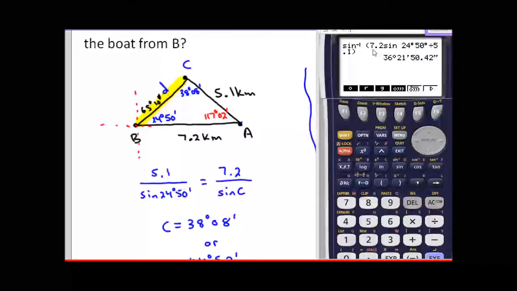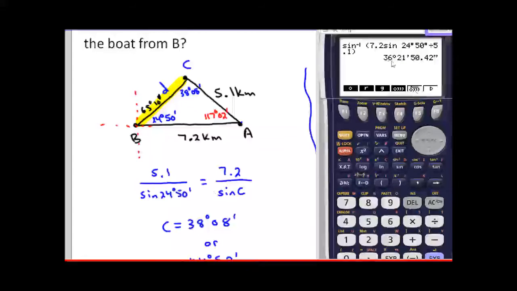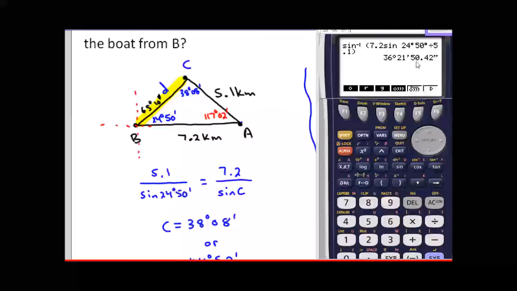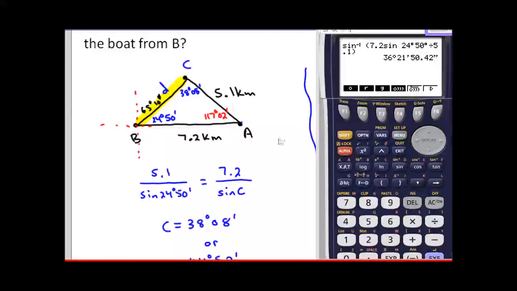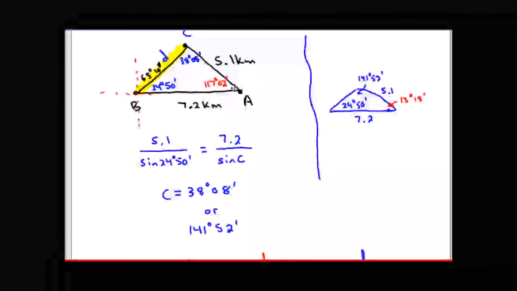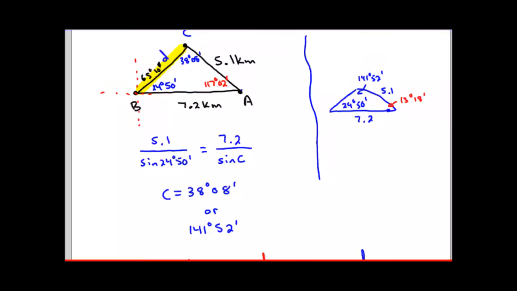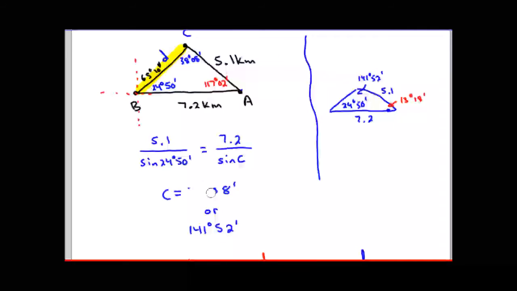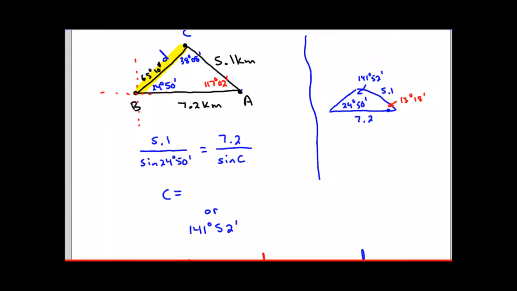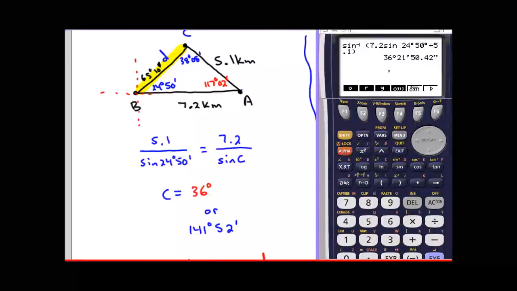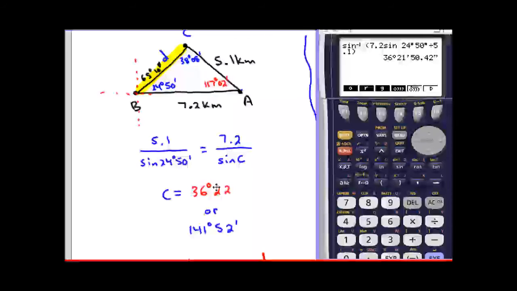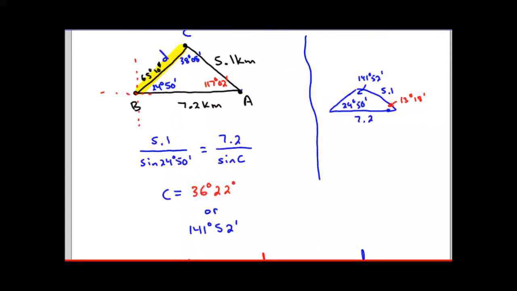Right, because I do inverse sine of 7.2 times sine of 24 degrees, 50 minutes divided by 5.1. I'm getting 36 degrees, if I round this up, 22 minutes. So this right here, I apologize for this, I need to correct this. This should have been 36 degrees, 22 minutes, which then would change this.